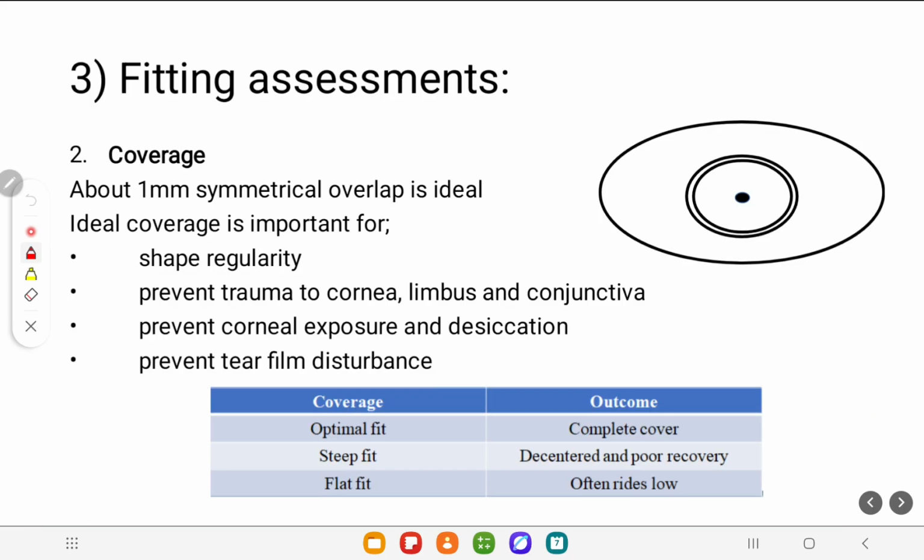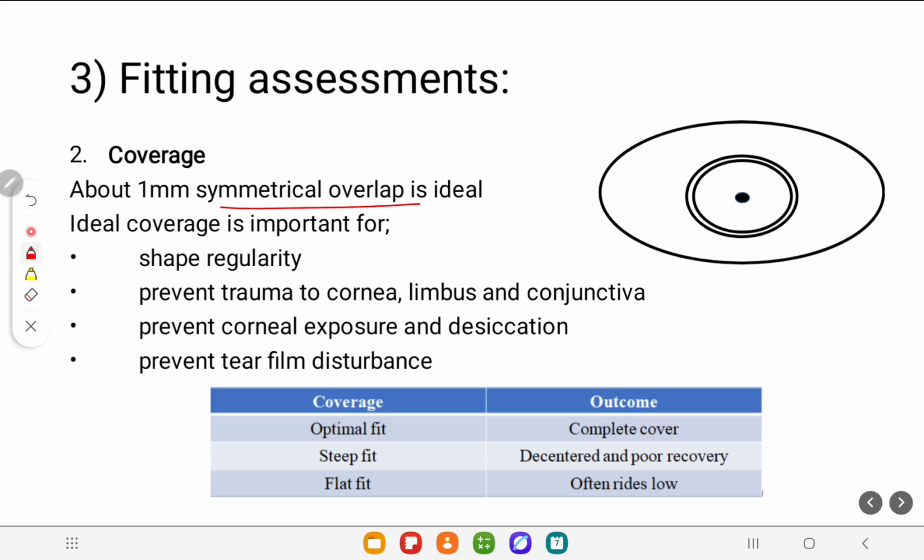Fitting is coverage. I have already told you coverage simply means whether it is covered or not. But remember, centration means that if the cornea center and the contact lens center are aligned, then it's centered. Coverage is a little bit wider: whether the cornea is covered or not. About 1 mm symmetrical overlap is ideal.